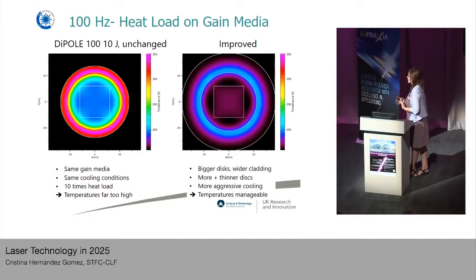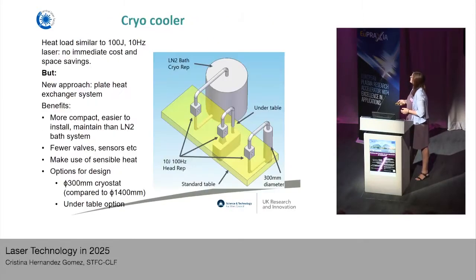if we have 10 joules and now we increase the repetition rate, the temperatures are far too high. So we look at, for example, different solutions, which is a bigger disk with wider cladding, and changing the way that we are cooling, and now the temperatures become manageable. And again, we want to go to smaller systems if possible. As well as looking at if we can cool the gain media, the way that we cool our gain media requires some of these large tanks. So we are looking at more innovative solutions that make the whole thing compact.